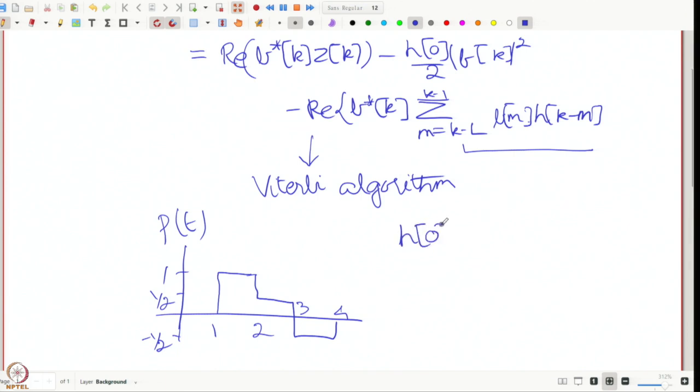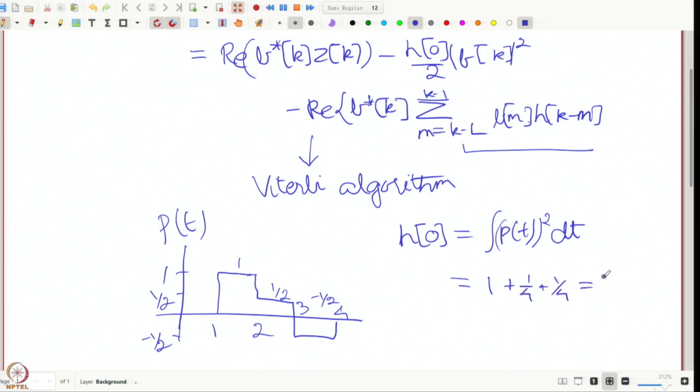h0, in this case everything is real and we will assume BPSK as well, is the integral of p(t) squared, we won't do p star of t. This is very easy to evaluate. If you look over here, the value is 1, the value is half, the value is minus half. So you get 1 plus 1 by 4 plus 1 by 4, that is 3 by 2, that is your h0. Now for h1 you have to be careful.